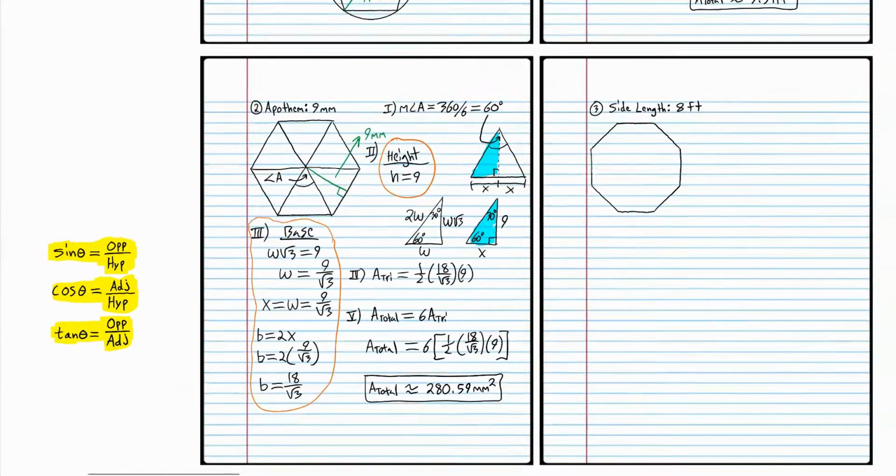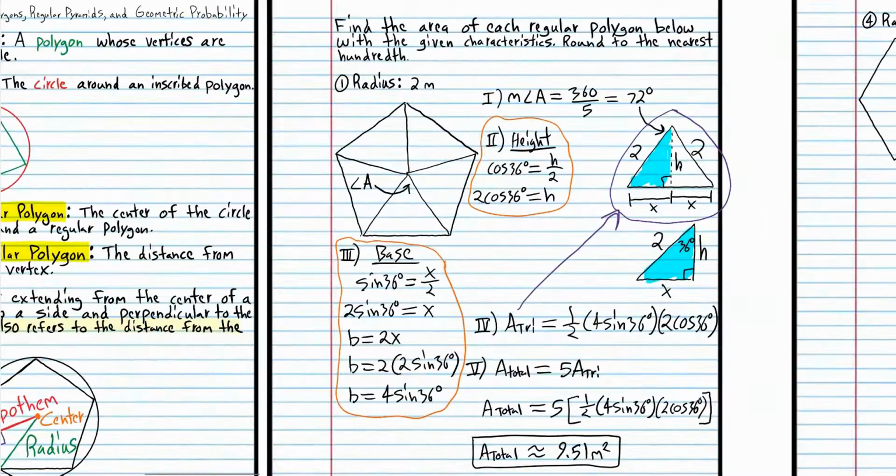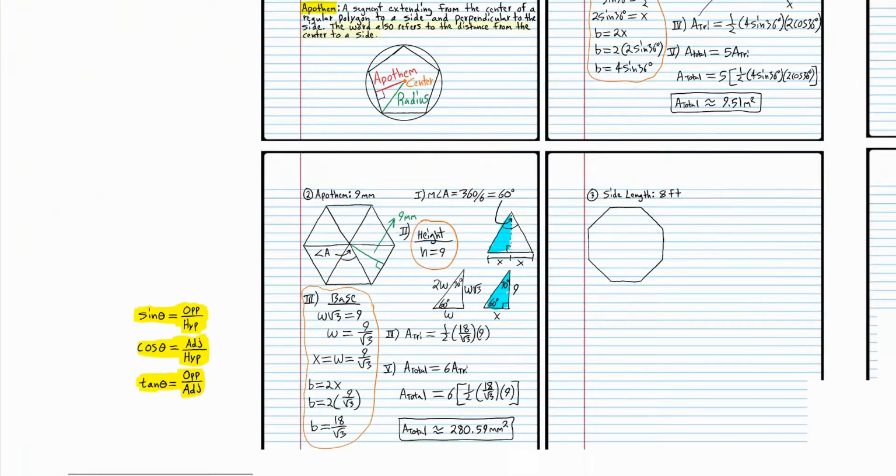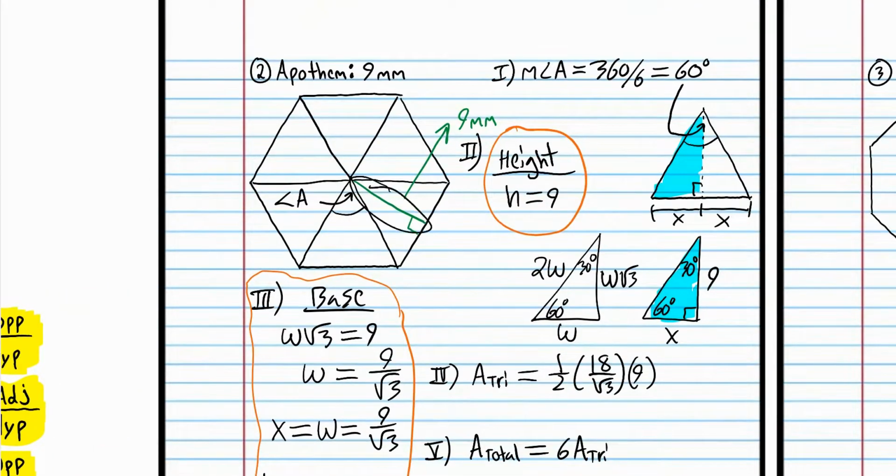So that was a problem where we had the apothem. In the previous problem we had the radius, that's this length here. And in this problem we had the apothem, that's this length here.